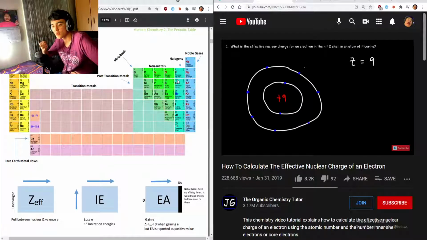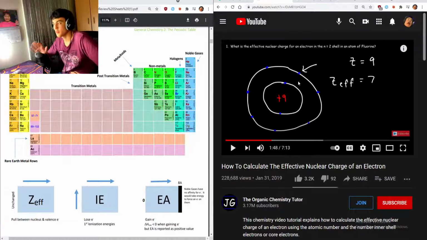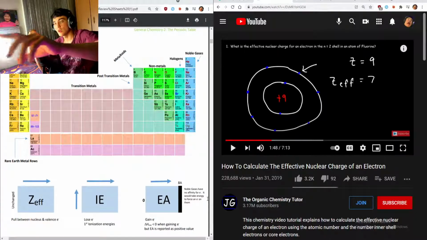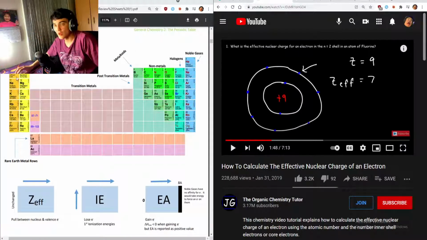So now, our goal is to find the effective nuclear charge of one of these electrons. By the way, the electrons in the outermost energy level, what are they called? These electrons are known as valence electrons. To calculate the effective nuclear charge, this is the simplified way. Okay, based on everything, I think I got it. The pull between nucleus and valence electrons. The nucleus of the atom and the valence electrons orbiting around it. So, as you're going from left to right, the atomic number is increasing, so there's more electrons.